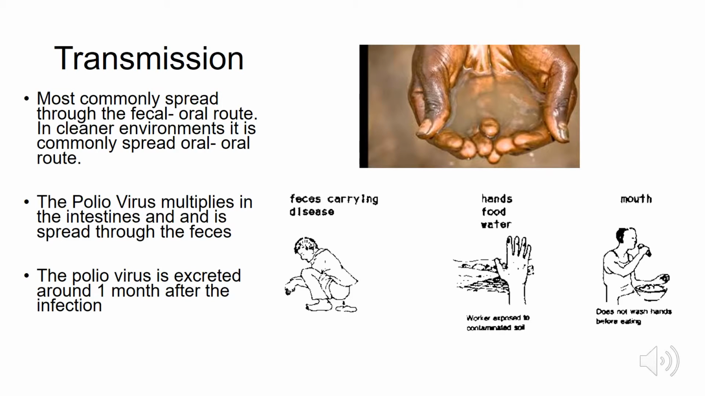The poliovirus multiplies in the intestines, and as it multiplies there, it is eventually spread to the feces. Once a person has been infected for around 1 month, that is when the poliovirus is excreted through the feces. And so that is how it can be transmitted to other people, and that is why it's important to wash your hands.